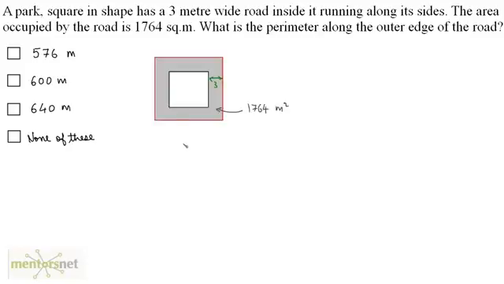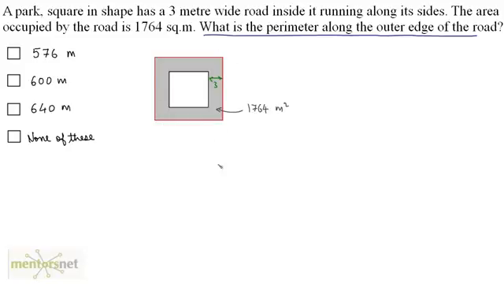So you have a situation like this. The area enclosed by this red square is the park, and the shaded region is the road, which is 3 meters wide, and it is running along the sides of this park. You have been given the area of this shaded region, and that's 1764 meters square. Now you have been asked what is the perimeter along the outer edge of the road. That means the perimeter of this red square.